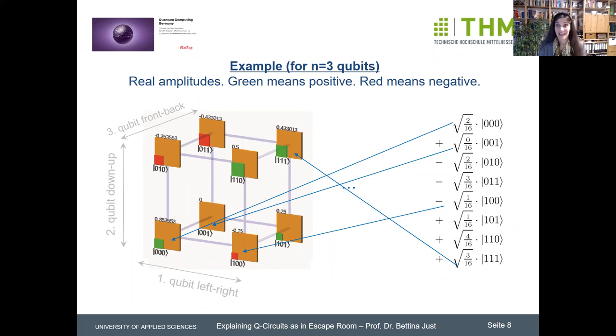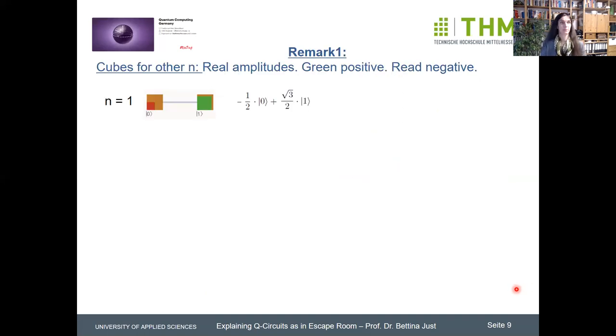So register states. We'll talk later on measuring and on the effect of quantum gates. But for the moment, there are two remarks I'd like to point out. First remark.